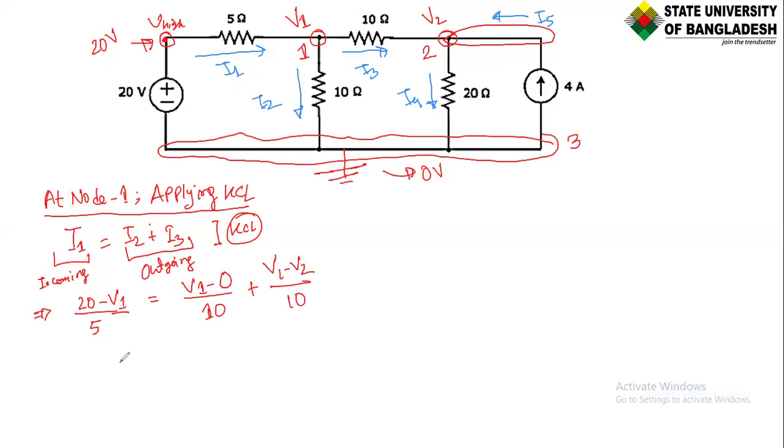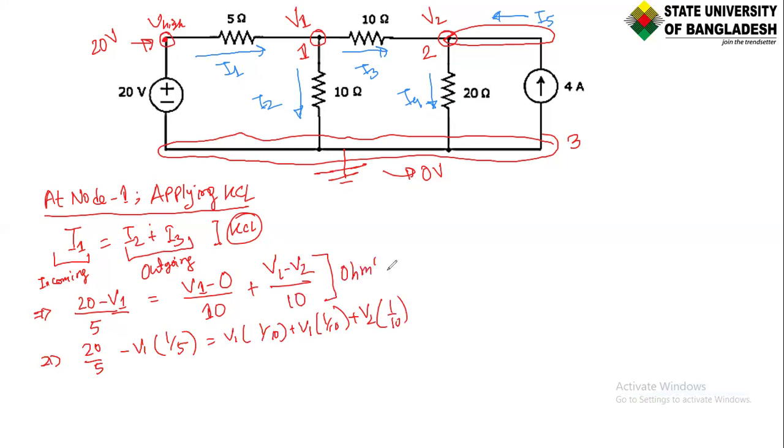Now you have to simplify these things. There are many options to simplify. So let's write it: 20 over 5 minus V1 times 1 over 5, and V1 times 1 over 10, plus V1 times 1 over 10, and minus V2 times 1 over 10. One thing I have to tell you is that this is actually Ohm's law that we apply over there.